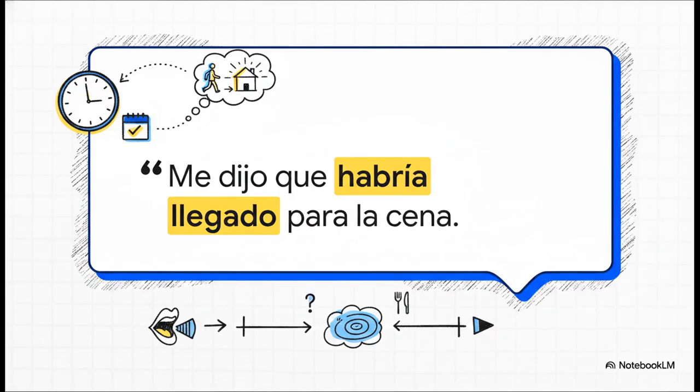Here's a perfect example. Me dijo que habría llegado para la cena. When did he tell me? In the past. What did he tell me? He made a prediction about what he would have done by dinner time. You're just reporting his old prediction. It's an incredibly powerful tool for telling stories.